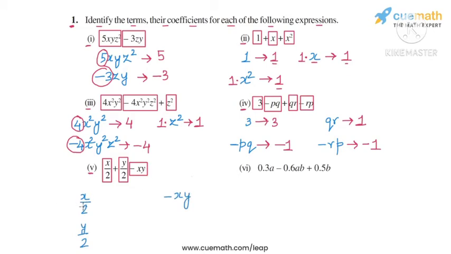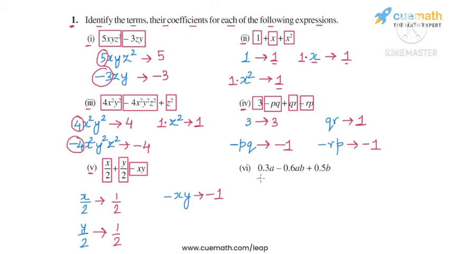So what are the coefficients? X by 2, you can think of this as half into x. So the coefficient is half for x by 2. Similarly for y by 2, you can think of this as half into y. So the coefficient will be half for y by 2. And for minus xy, you can think of this as minus 1 into xy. So the coefficient will be minus 1. So these are the three coefficients in expression 5.